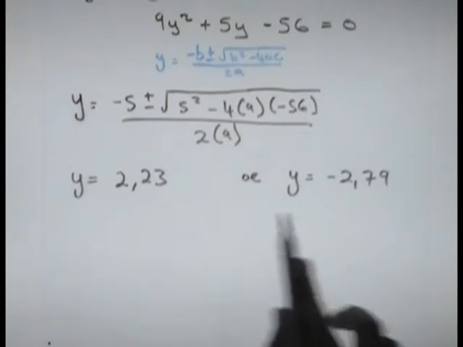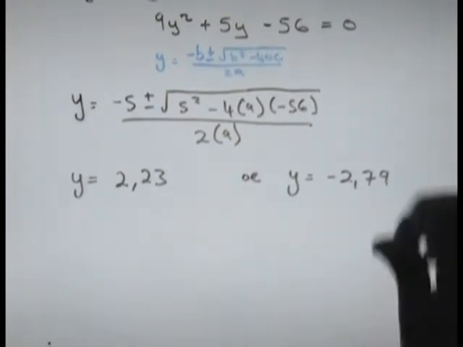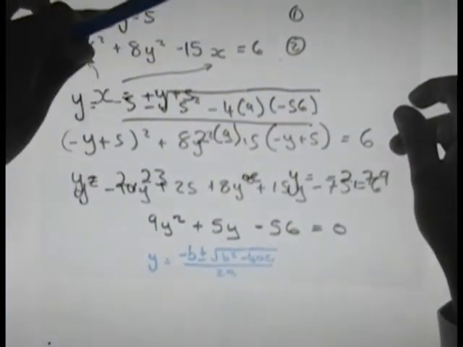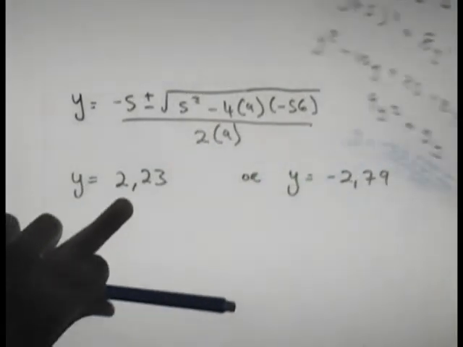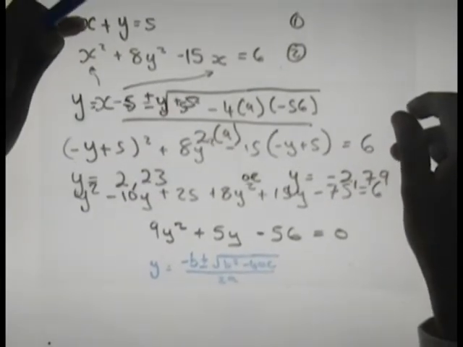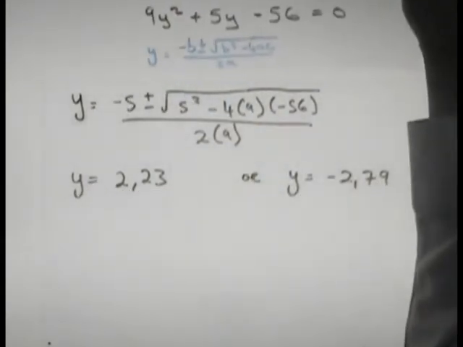This is only my y values. Remember that I needed to solve them simultaneously. I needed to find my x and my y values that made that make sense. What I'm going to do is take these two y values and plug them into my easier equation in place of y to get my corresponding x.